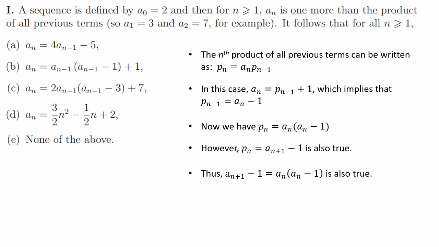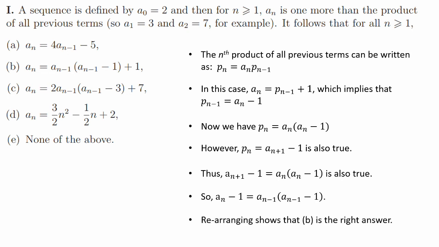Therefore, we can say that a sub n plus 1 minus 1 is equal to a sub n times the quantity a sub n minus 1. And therefore, we can say that a sub n minus 1 is equal to a sub n minus 1 times a sub n minus 1. Again, all we did was we reduced the indices by 1. When we move the negative 1 over to the right-hand side, we will find that B is the correct answer.